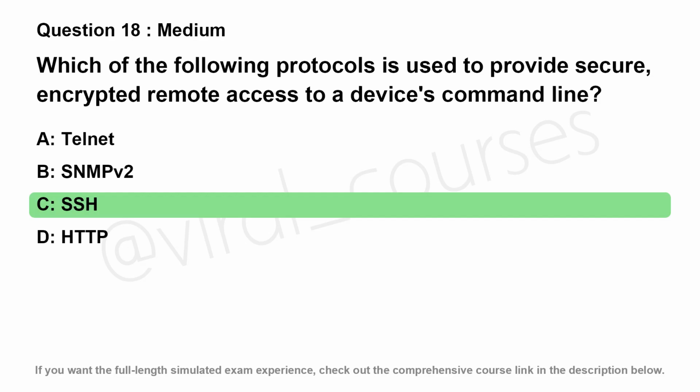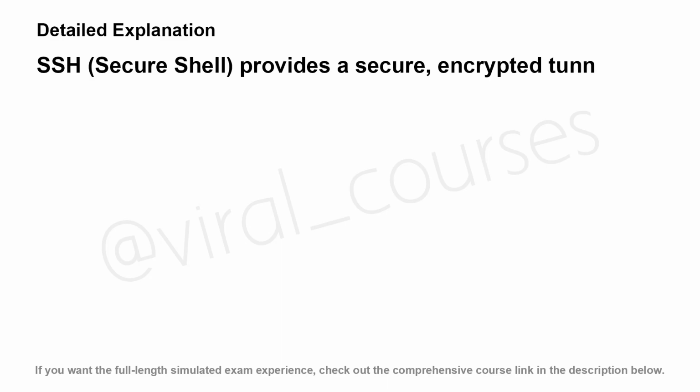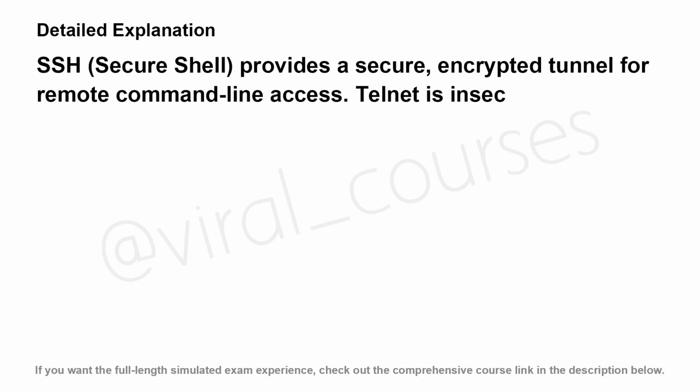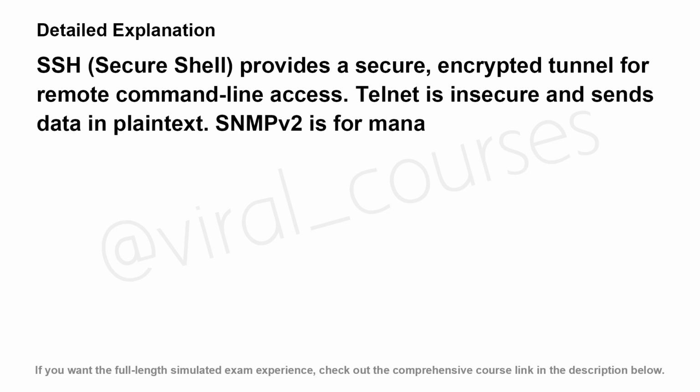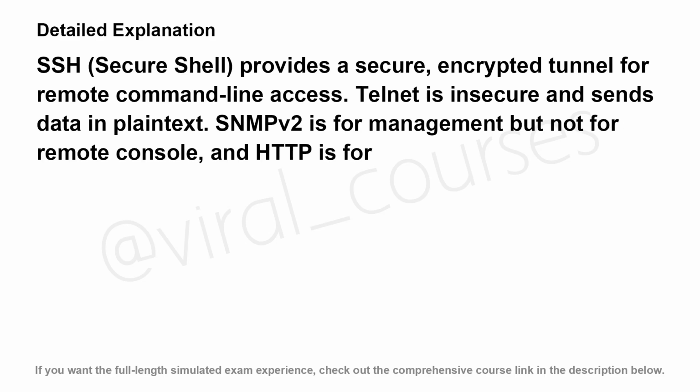The correct answer is C. SSH, Secure Shell, provides a secure, encrypted tunnel for remote command line access. Telnet is insecure and sends data in plaintext. SNMPv2 is for management but not for remote console. And HTTP is for web traffic, unencrypted.